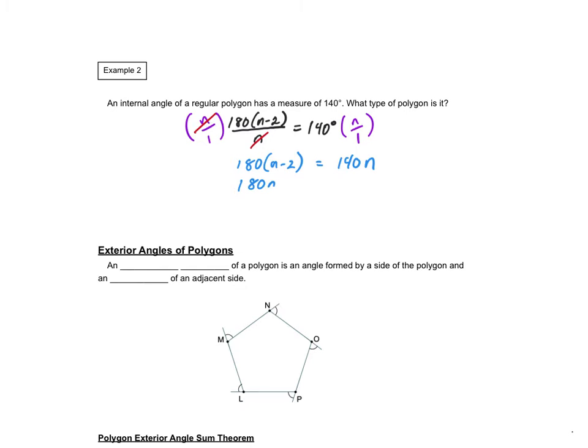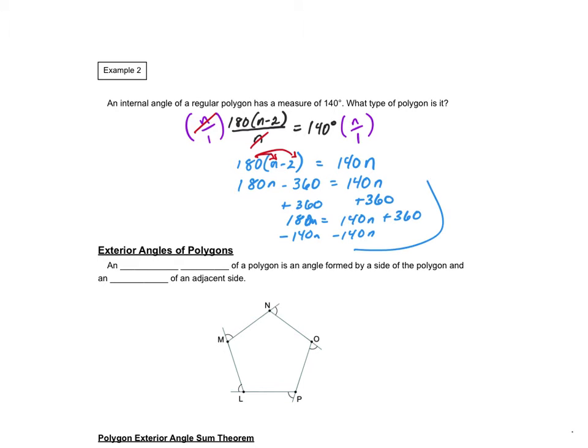Then I have 180n minus 360, using the distributive property, is equal to 140n. I'm going to add 360 to both sides. 180n is equal to 140n plus 360. I'm going to subtract 140n. And it turns out, bring it up here, ran out of room, 40n is equal to 360.